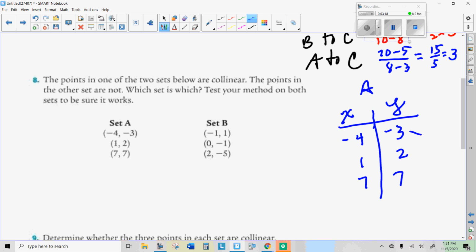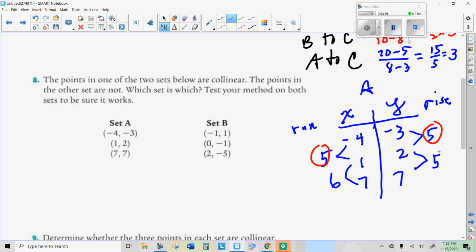And then you could just find the common difference between the numbers. So from -3 to 2, if you subtract those, you get 5 and 5. So those are all going up by the same. And from -4 to 1 is 5, and from 1 to 7 is 6. And then remember, this is your rise over here, this is your run. You would have to have the same rise over run between them for them to be collinear. And since we have 5 over 5 for this one and 5 over 6 for this one, set A is not collinear, as we have different slopes between them.